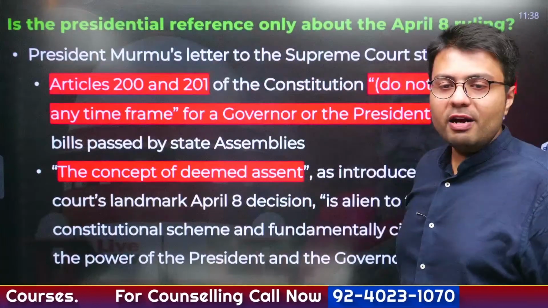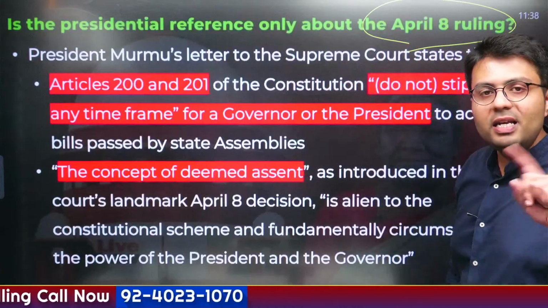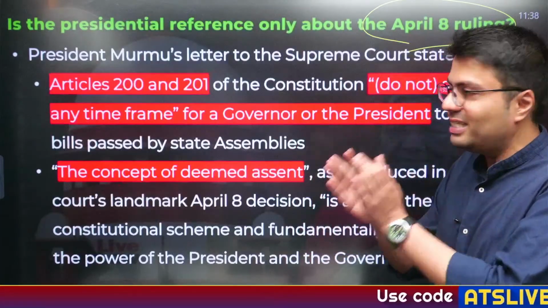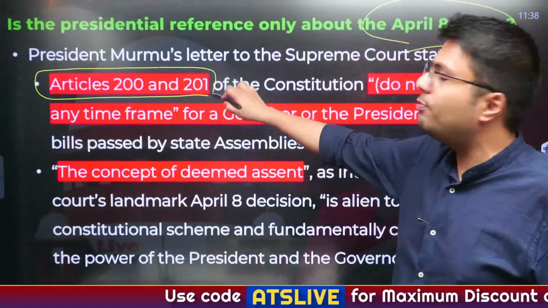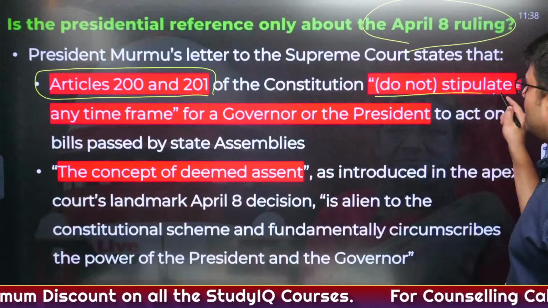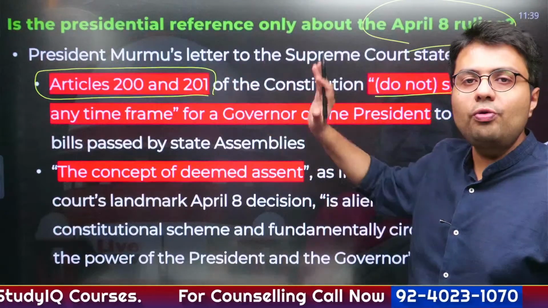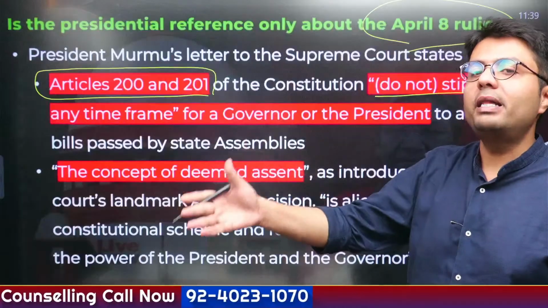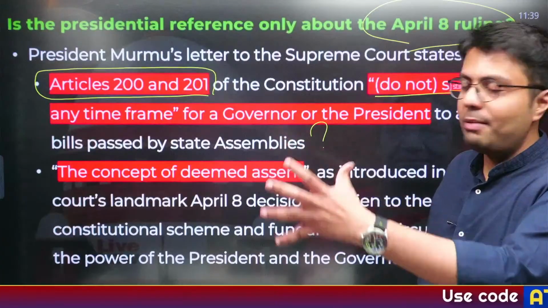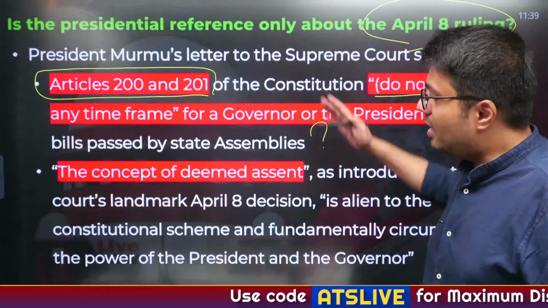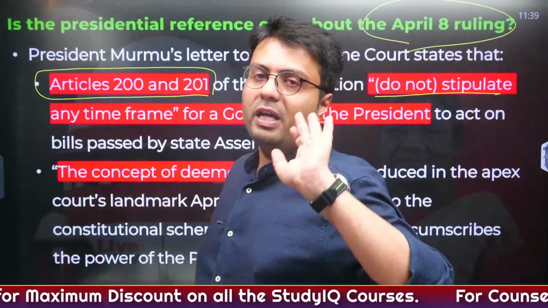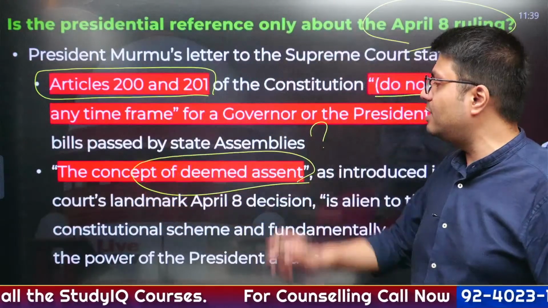Now, is this presidential reference only related to the April 8th ruling? The answer is both yes and no. First of all, in her letter, the President asked many questions to the Supreme Court. She said, first of all, that Articles 200 and 201, which deal with the assent given by the Governor and President to the state legislature bills, the Madam President highlighted, do not put a specific time frame on the decisions by the Governor and President. So she asked a question: how can the Supreme Court give a certain timeline when the Constitution does not say anything about it? Another thing the Supreme Court did was that it automatically gave assent even without the consent of the Governor, using its power under Article 142, that is, the deemed assent.